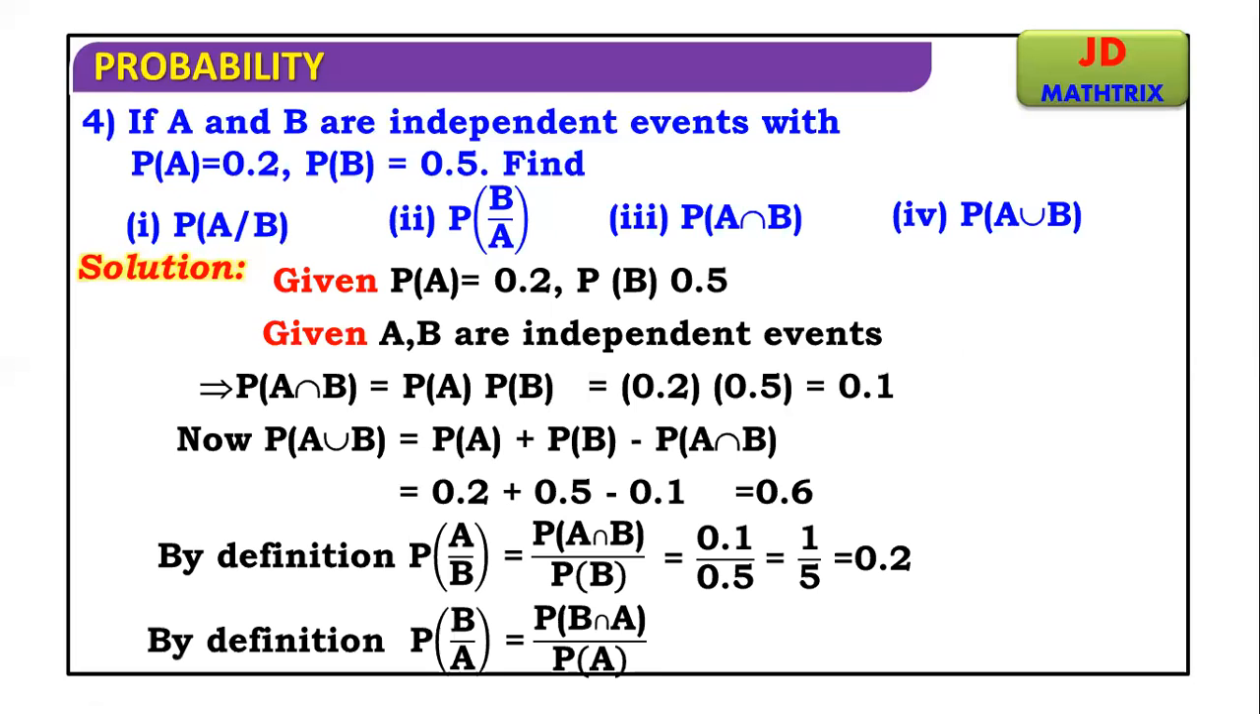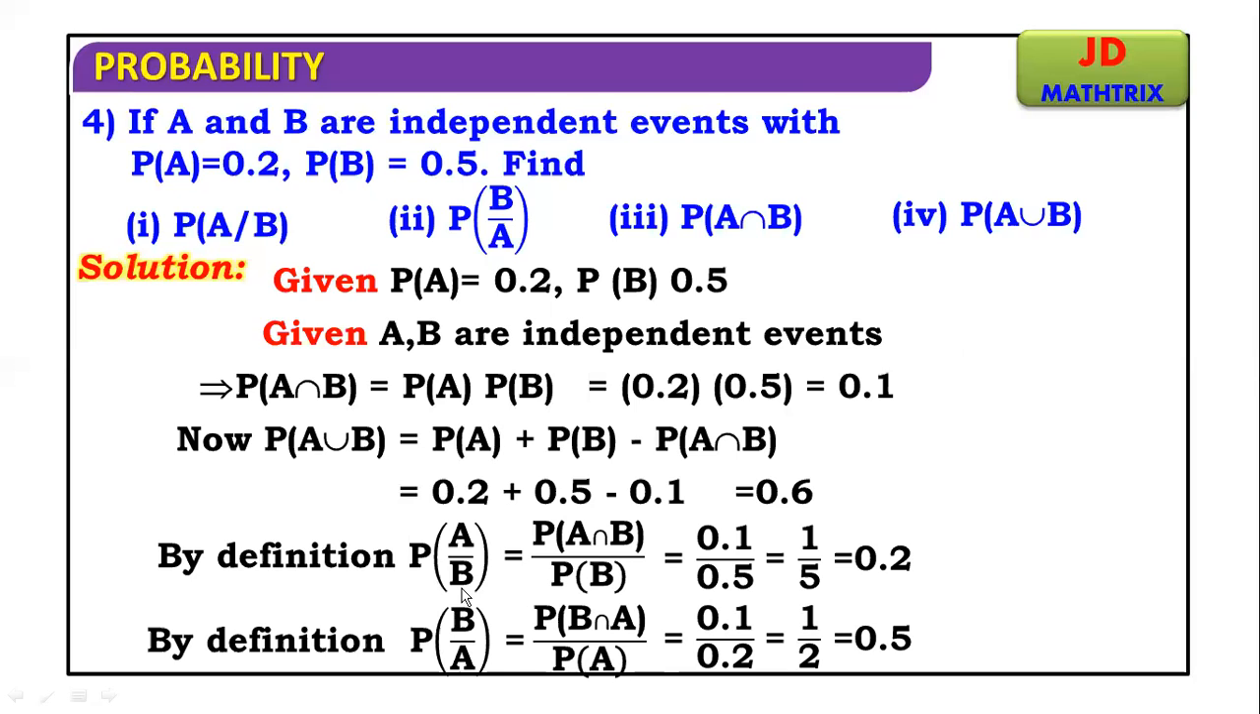Next, by the definition of P of B by A, P of B by A equals P of B intersection A by P of A. Again, P of B intersection A is nothing but P of A intersection B, that is 0.1 by 0.2, which is 1 by 2, that is 0.5.